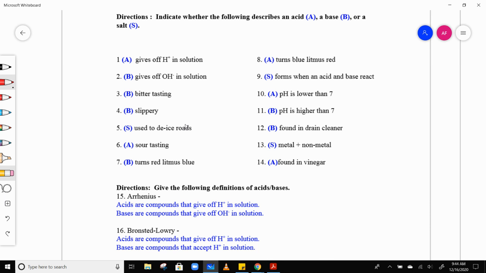A salt is an ionic solid with a positive ion, a cation, and a negative anion, where the positive ion is not an H plus and the negative ion is not an OH minus. Sometimes salts can be acidic or basic, but we're not going to get into that right now. So basically, acids give H plus, bases give OH minus or take on H plus. That's acid, base, and salt.